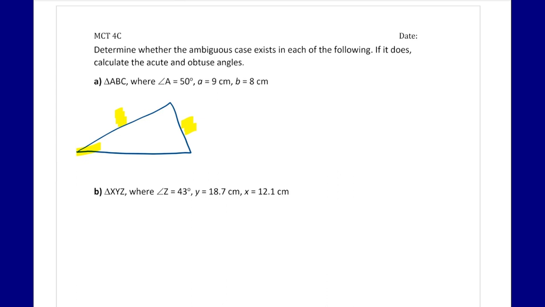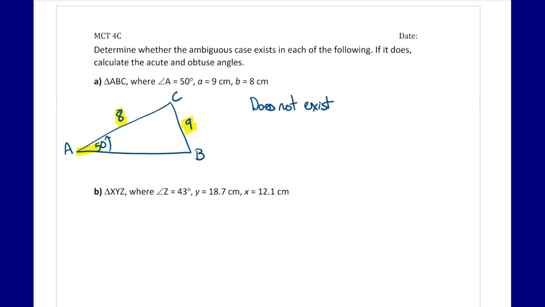So I know angle A, so let's put that down here. This is B, 50. I know side A across is 9, and I'm given side B. Let's call it that side, so let's call this B and this C. And we're asked, does the ambiguous case exist? Well, the opposite side is 9. The adjacent side is 8. The opposite is larger, so the ambiguous case does not exist.